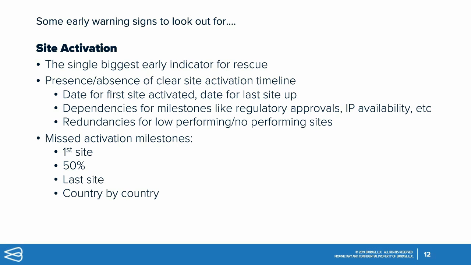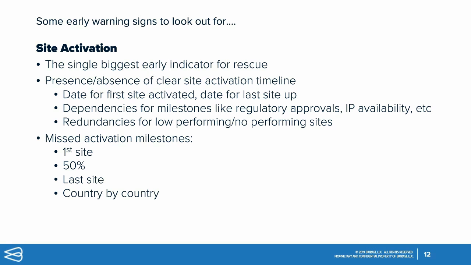Those things should be included in the plan as a dependency, because if the regulatory approval gets delayed in whatever country you're operating in, then those sites aren't going to be able to get up. And so that's going to impact your enrollment down the line, and those need to be included in the plan.